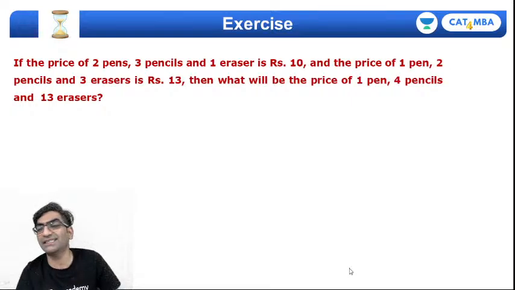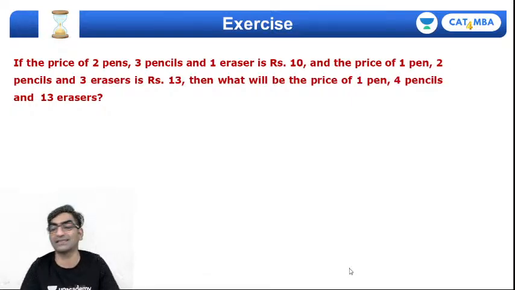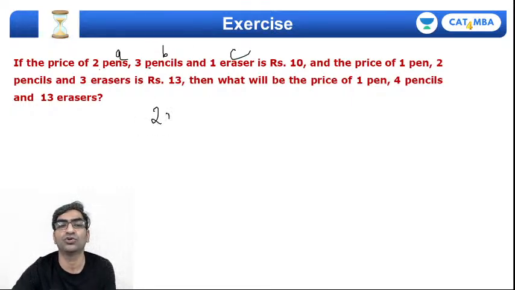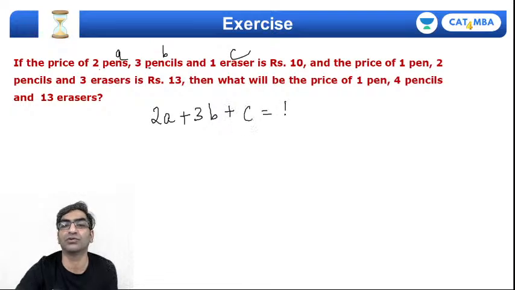Okay, now this is a second question type I want to discuss. The last type of miscellaneous problem is when, let's look at this linear equation ही है ना. Let's say it says price of 2 pens, 3 pencils and 1 eraser. Let's say पेन का प्राइस A है, पेंसिल का प्राइस B है, इरेजर का प्राइस C है, राइट. तो इक्वेशन क्या बनेगा? 2A प्लस 3B प्लस C इक्वल टू 10. एक और इक्वेशन दिया हुआ है, प्राइस ऑफ 1 पेन A, 2 पेंसिल्स 2B, 3 इरेजर्स 3C इज 13, है ना, इक्वल टू 13.